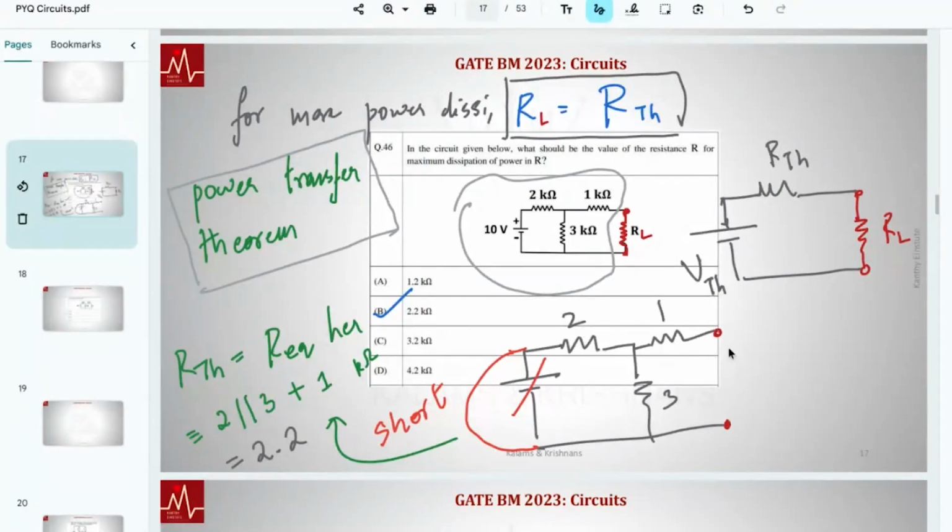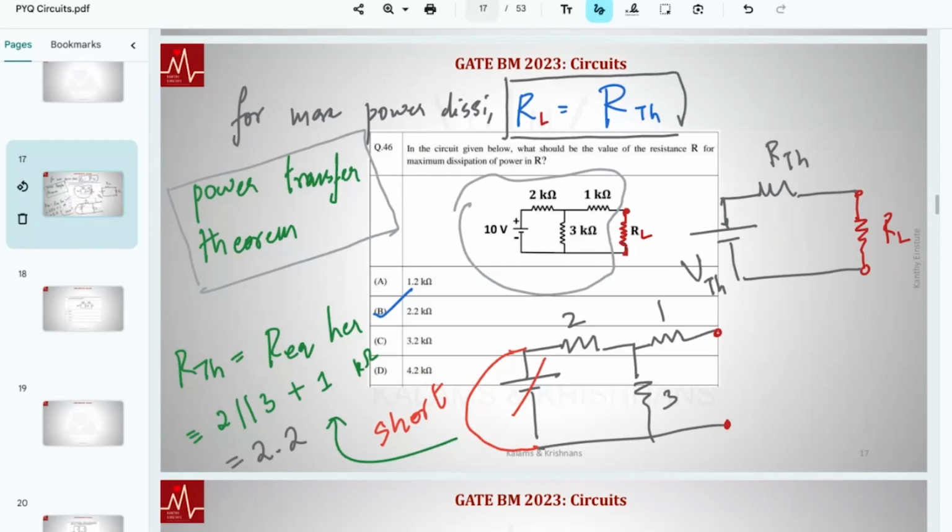Don't put RL and find. Someone said there is RL in parallel with 2 and 3, this 1 in series with 2 and 3, and there is also RL. Don't put that RL there. It's like across the terminal, one is the rest of the circuit. That is what we are looking at.